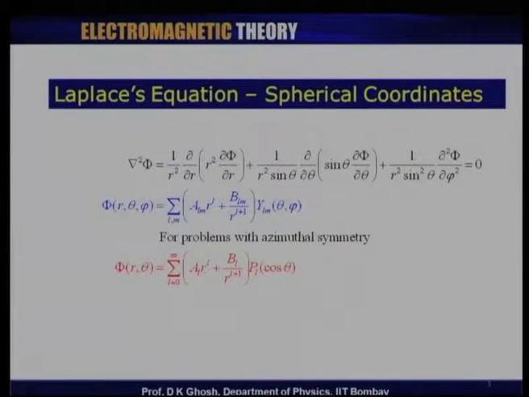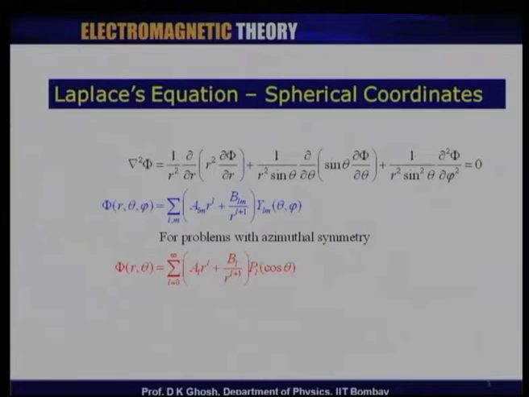We continue our discussion of solutions of Laplace equations. And last time we had shown that the Laplace equation in spherical polar can be written by this expression which you see on your screen, namely 1 over r squared d by dr of r squared d phi by dr plus 1 over r squared sin theta d by d theta of sin theta d phi by d theta plus 1 over r squared sin squared theta d squared phi over d phi squared equal to 0.